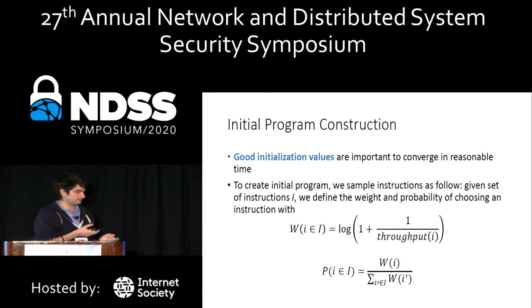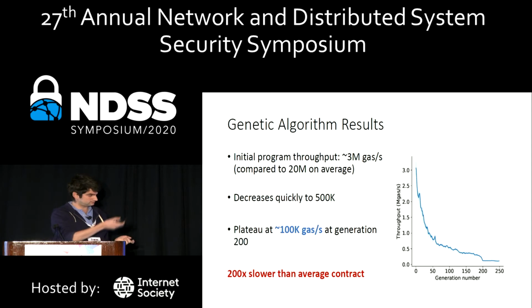Given all this, we ran our experiments. When running this genetic algorithm, we saw that our initialization values seem pretty good, as we got an average of 3 million gas per second on the first generation. This is compared to the average program run on the exact same machine when replaying the blockchain transactions, which was 20 million gas per second, so we're already 6 to 7 times slower than the average program.